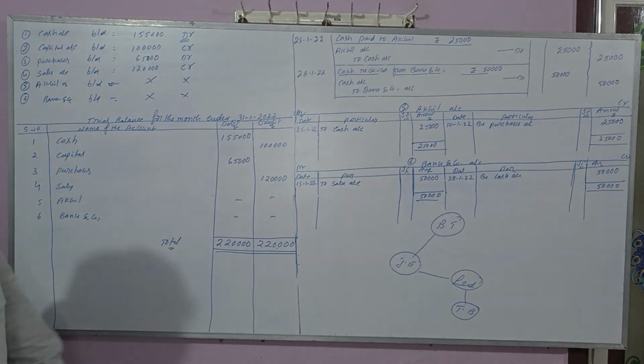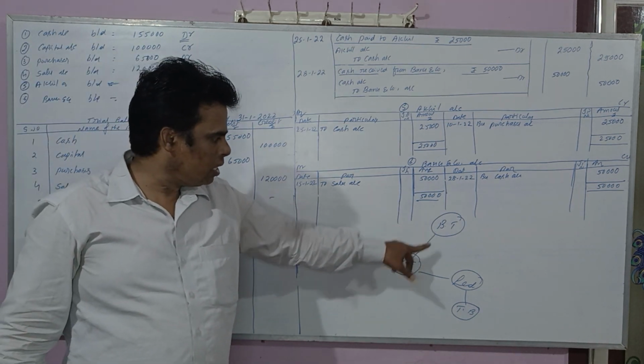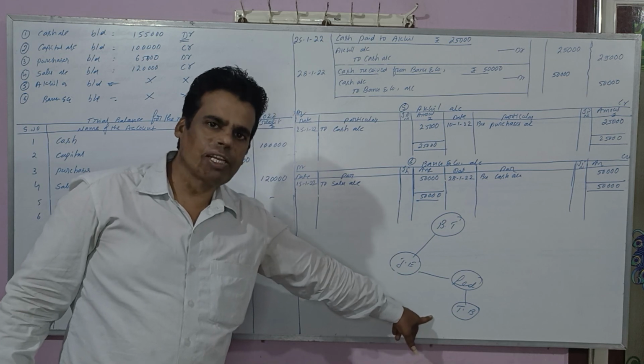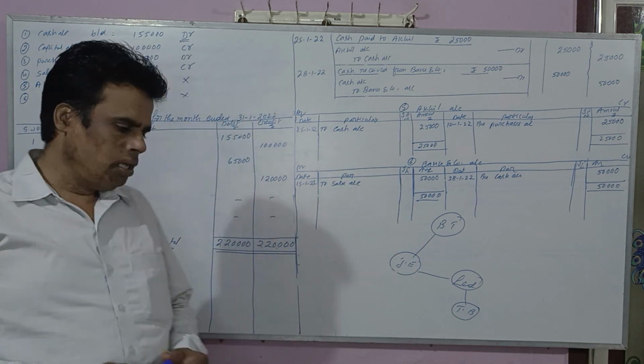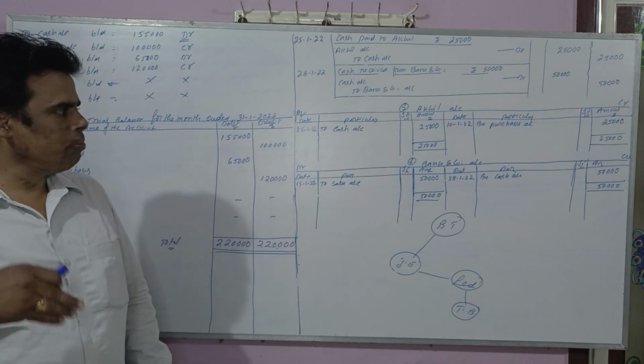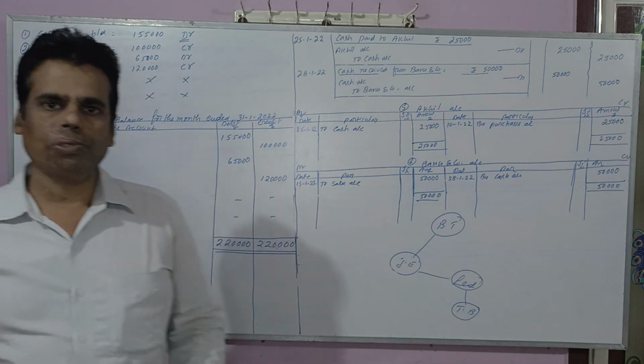This is the procedure for business transactions, journal entries, how to prepare ledgers and how to prepare the trial balance. Thank you everybody. We will meet in the next video about BRS or subsidiary books. Thank you everybody.